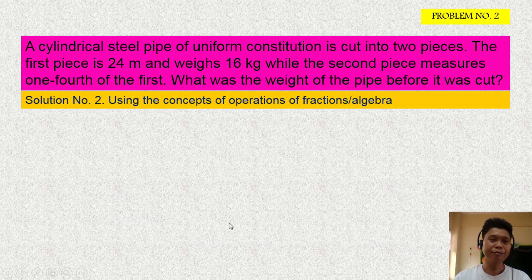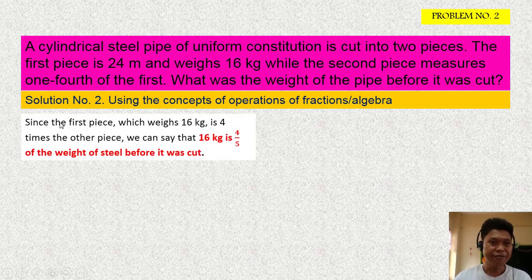Ayan. Another solution is using the concepts of operations of fractions or algebra or algorithm. So, paano yan? Since the first piece, which measures 16 kilograms, is 4 times the other piece, we can say that 16 kilograms is 4/5 of the weight of the steel before it was cut. Kasi nga, kung i-analyze natin, 1/4 lang kasi yung shorter cut. So, kung 1/4, merong 1 cut and then 4 cuts, so ibig sabihin 5. So, ibig sabihin itong 16 kilograms, 4/5 yan, 4 out of 5.